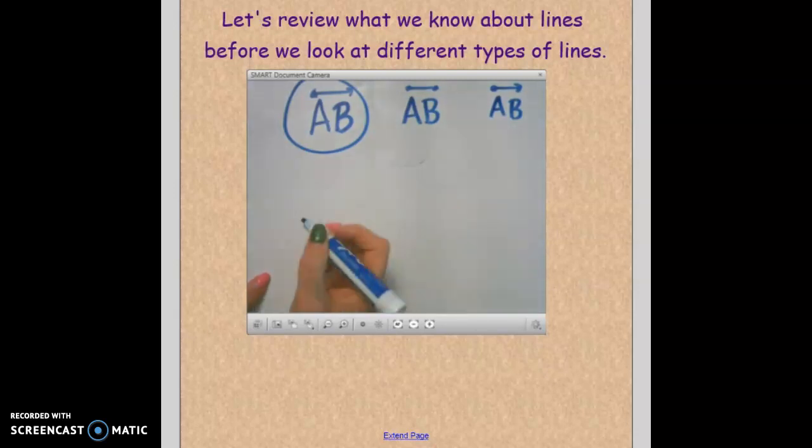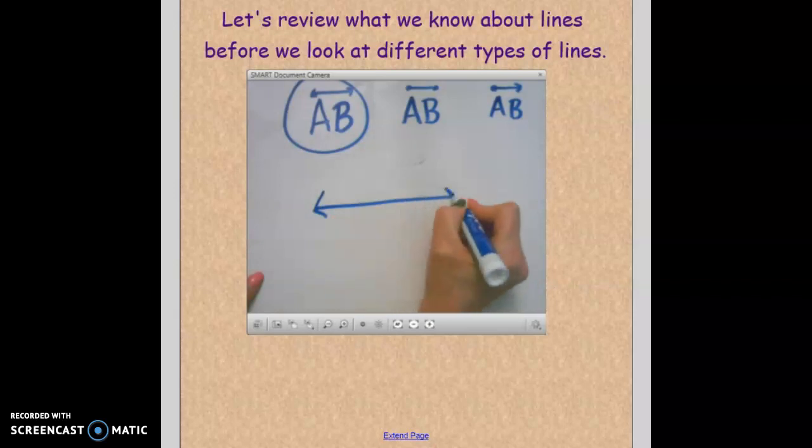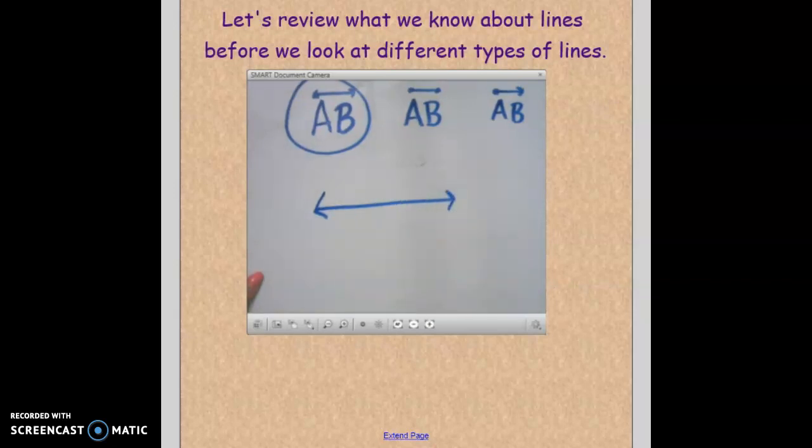Okay? So line AB would be drawn as line AB. Now, since I gave it a name, I need points on my line to show this is point A and point B, and the arrows indicate that it goes in this direction and this direction forever. That's line AB. So again, line AB, line segment AB, ray AB.